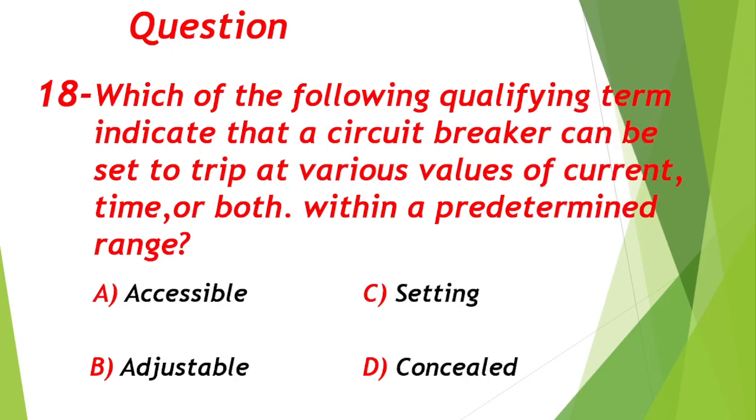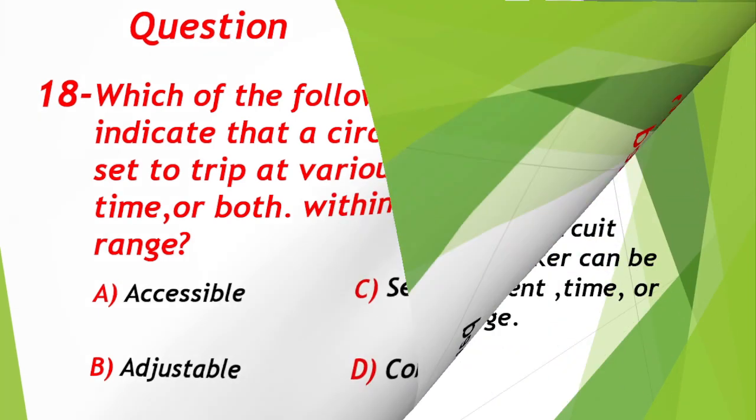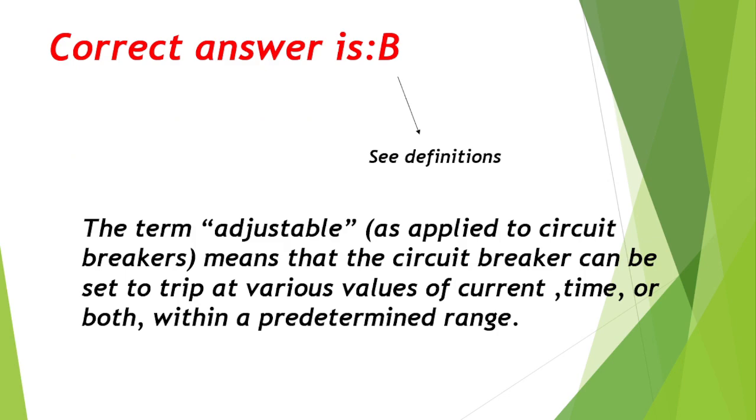Next, question number 18. Which of the following qualifying terms indicates that a circuit breaker can be set to trip at various values of current, time, or both within a predetermined range? A. Accessible, B. Adjustable, C. Setting, D. Cancelled. Correct answer is B. See the definition.